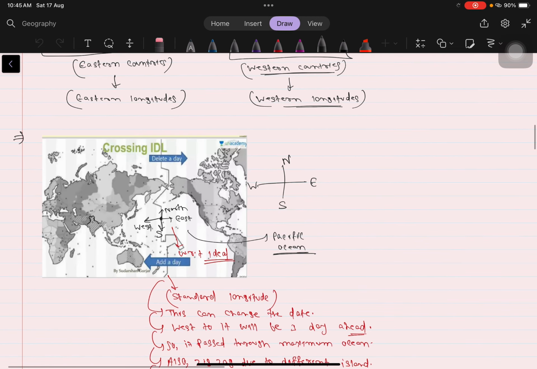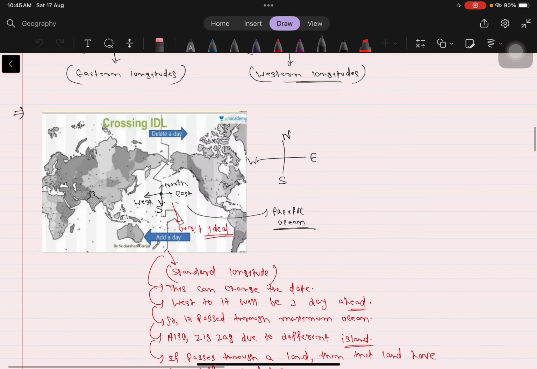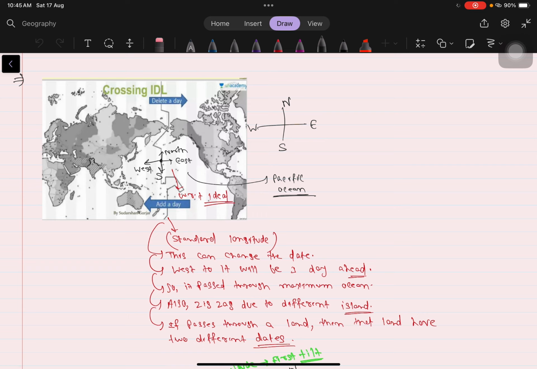Here we see the reference line, that is 180-degree longitude. This is the standard longitude. If we move towards the west of this line, then we need to add a date. If we move towards the east of this line, then we need to subtract a date. This line will decide the date, that is, the time and the date.